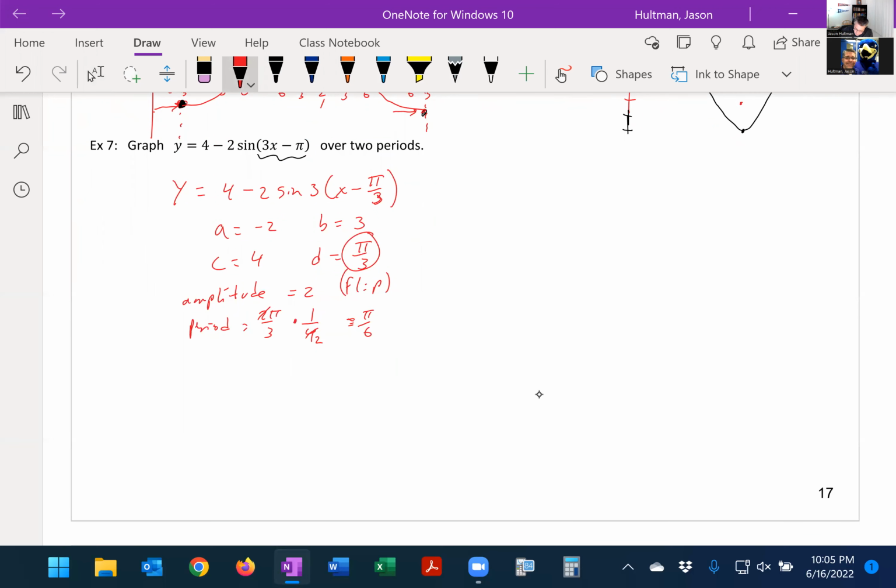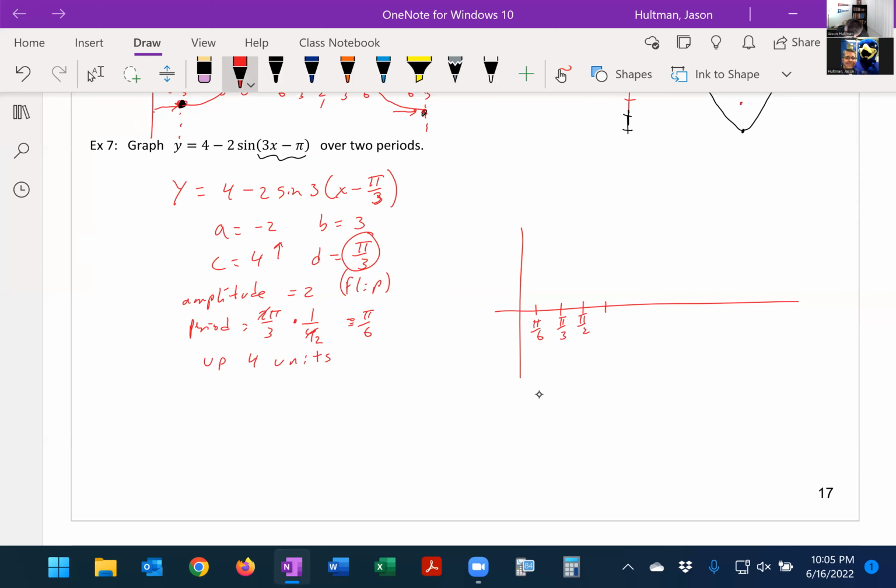And then the C, keep in mind the C is going to move everything up 4 units. Okay, this goes up 4 units for the C. So let me give myself a little room. I'm going to put the graph over here. And again, I'm going to say, well, this is pi over 6. This is pi over 3. This is pi over 2.